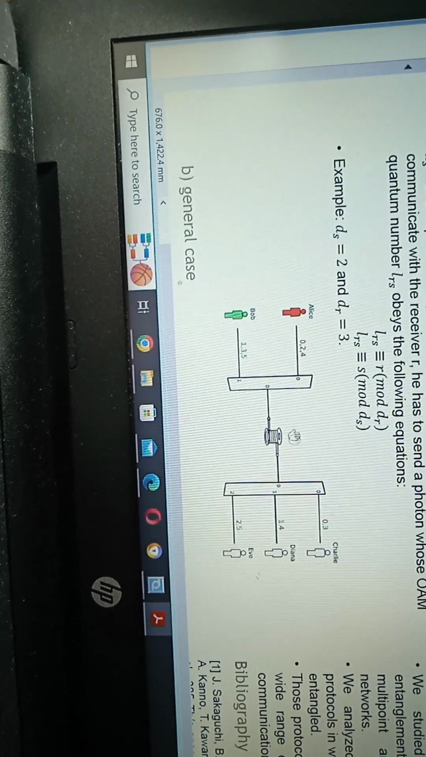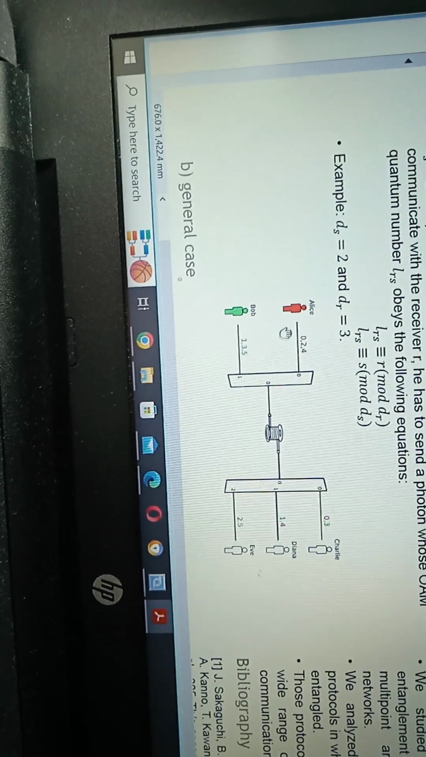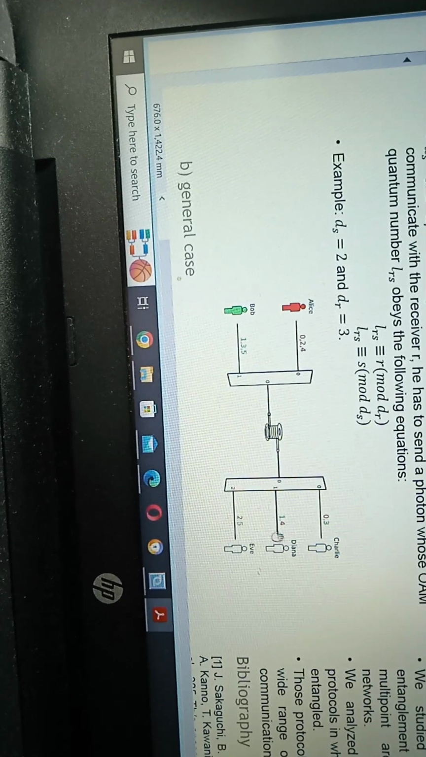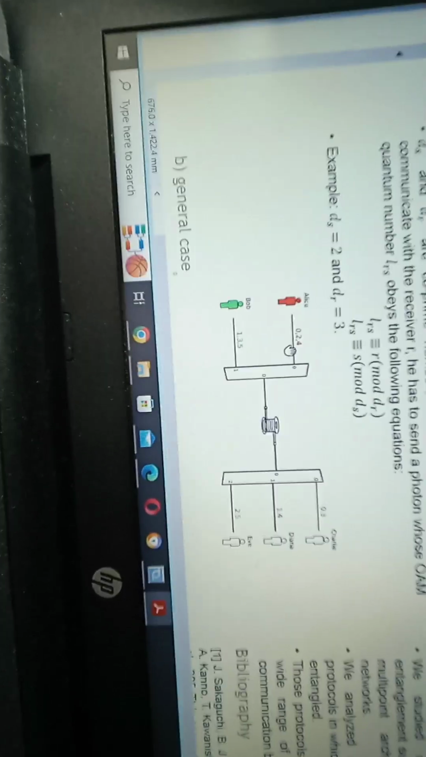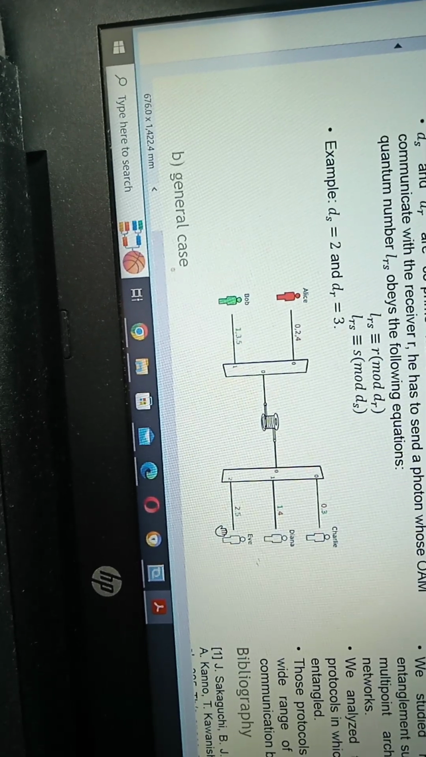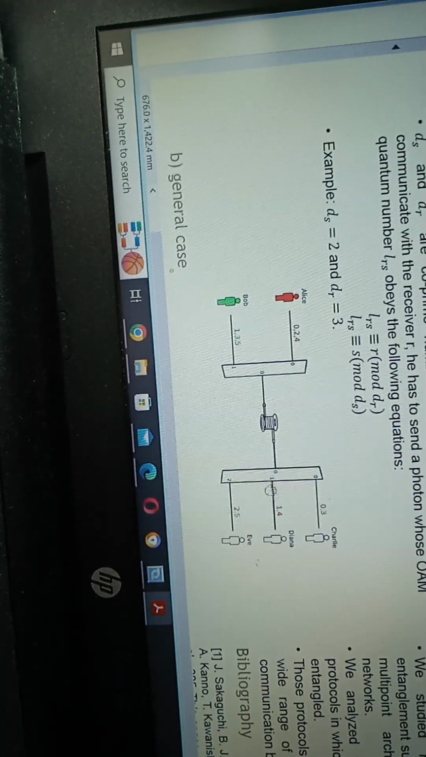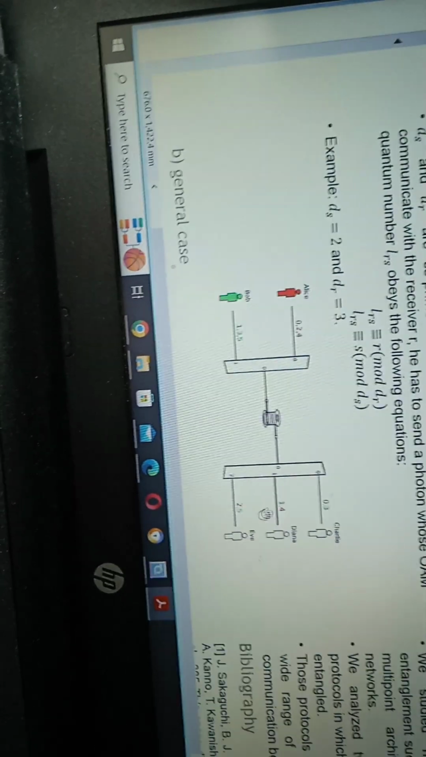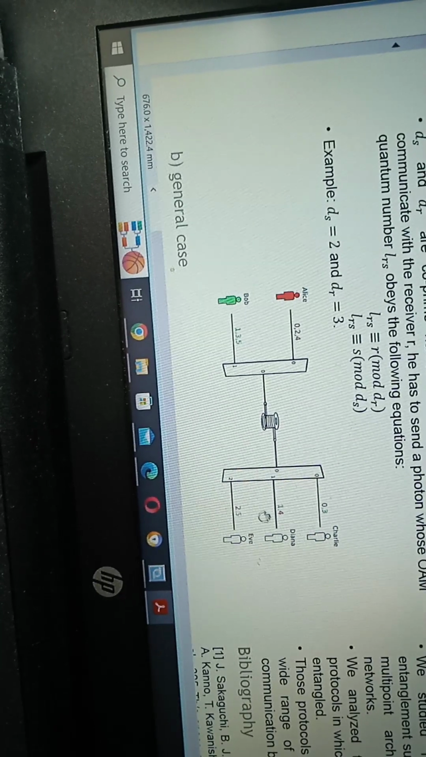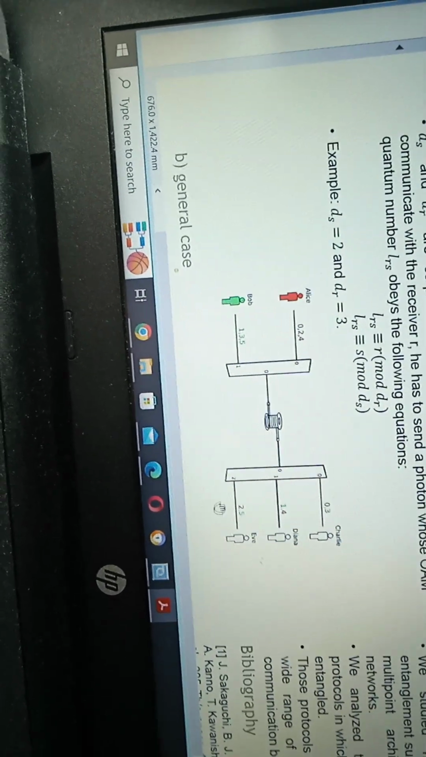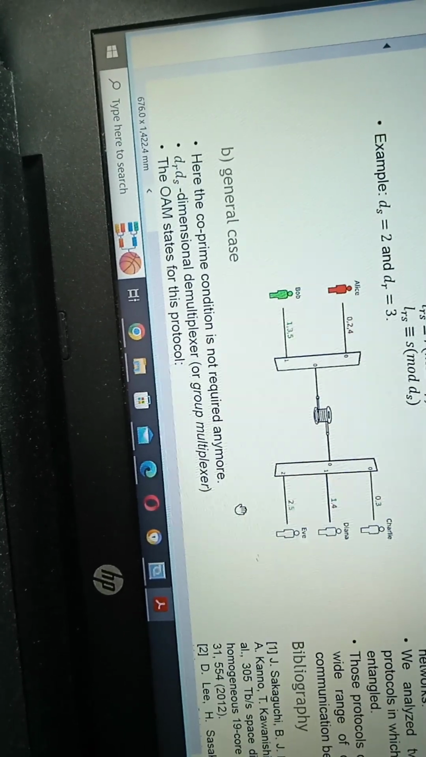Here Alice, to communicate with Charlie, needs to prepare the state 0. If she wants to communicate with Diana, she has to prepare the state 4. And if she wants to communicate with Eve, she has to prepare the state 2. Bob, if he wants to communicate with Charlie, has to prepare the state 3. If he wants to communicate with Diana, he wants to create the state 1. And if he wants to communicate with Eve, he wants to create the state 5, all in terms of OAM.